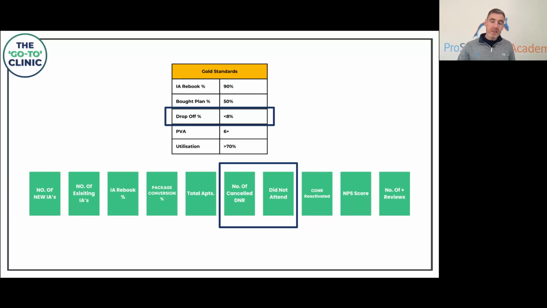Now, why is this such an important number? The other thing I want to mention before I get into that is that in the last couple of episodes, especially around how to improve your package conversions, I talked about how if you get patients to commit to the treatment plan and buy a package of care, it really does make a big difference to this drop-off percentage. So within this episode, what I'm really talking about is patients that haven't committed to a package of care and are paying as you go. That's essentially the terminology we would use.